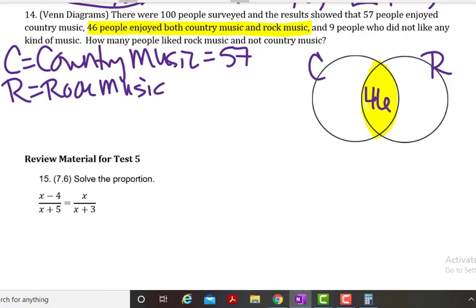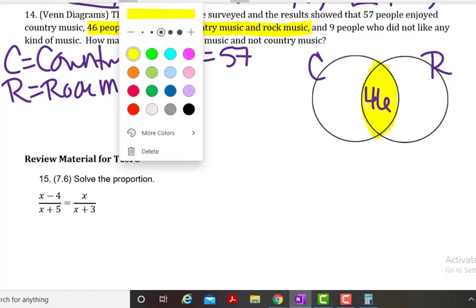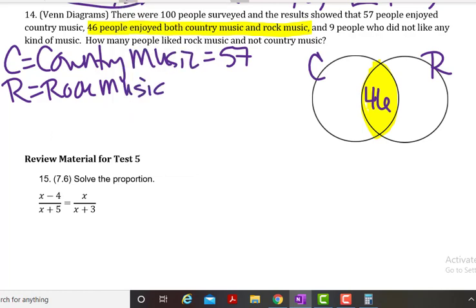Now, the next piece that we will look at is some more information. It says 57 people enjoyed country music. Well, 46 of them are already spoken for, right? So when I look at the number of people that like country music but don't like rock and roll, it's going to be 57 minus 46, or 11.